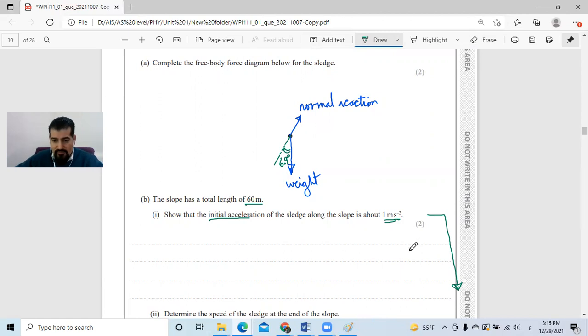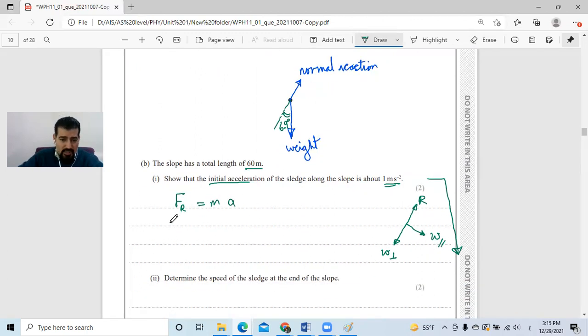Now we know that we have these two forces in the opposite direction that cancel out each other, and there is a force that makes the acceleration. This is the normal reaction force, and this is the weight perpendicular to the surface, and this is the weight parallel to the surface. And the weight parallel to the surface makes the acceleration. So resultant force equals mass multiplied by the acceleration. The resultant force is the weight parallel, and we know that it's equal to mg sine theta. This is equal to the mass multiplied by the acceleration.